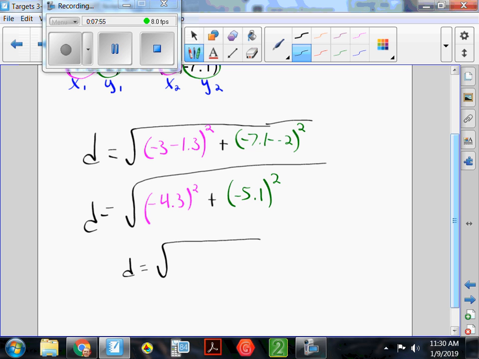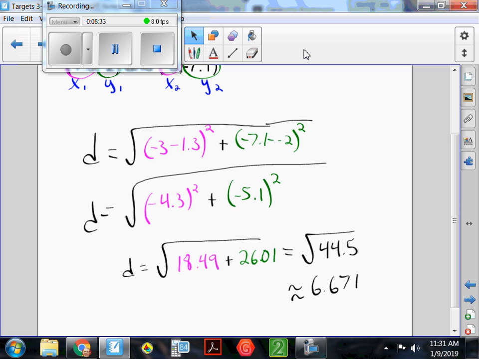So 4.3 or negative 4.3 squared is 18.49. 5.1 or negative 5.1 squared is 26.01. If I add those two together, I get 44.5. And so that's as exact as I can get. I'm not going to be able to simplify a decimal. I can type in the square root of 44.5 since it's already a decimal, and that will simplify to approximately 6.671. So that's an example of the distance formula being worked out with decimals.